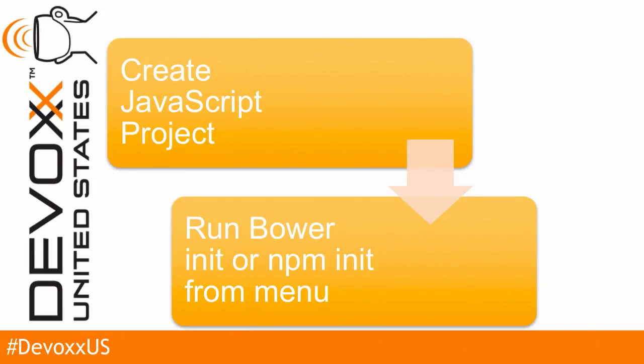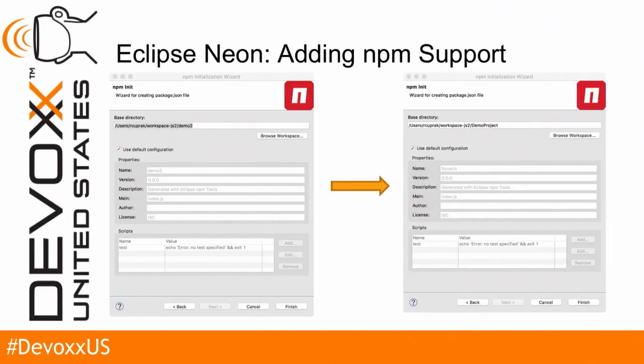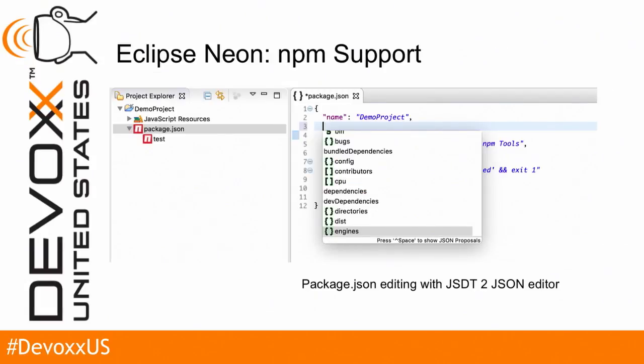So in order to use Bower or NPM, you first create the JavaScript project, and then you run the Bower init or the NPM init from the menu that we just saw, and it takes you through the steps. On the NPM one, you select the project in your workspace that you want to add NPM support to, and then it takes you through the rest of the wizard for setting up the initial NPM file. For me, that's a little counterintuitive for getting the NPM support in there.